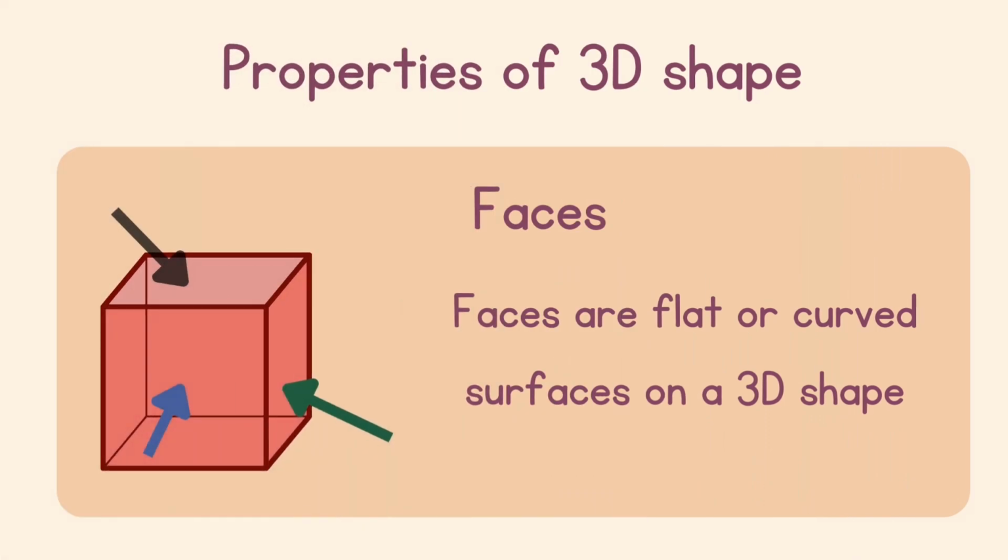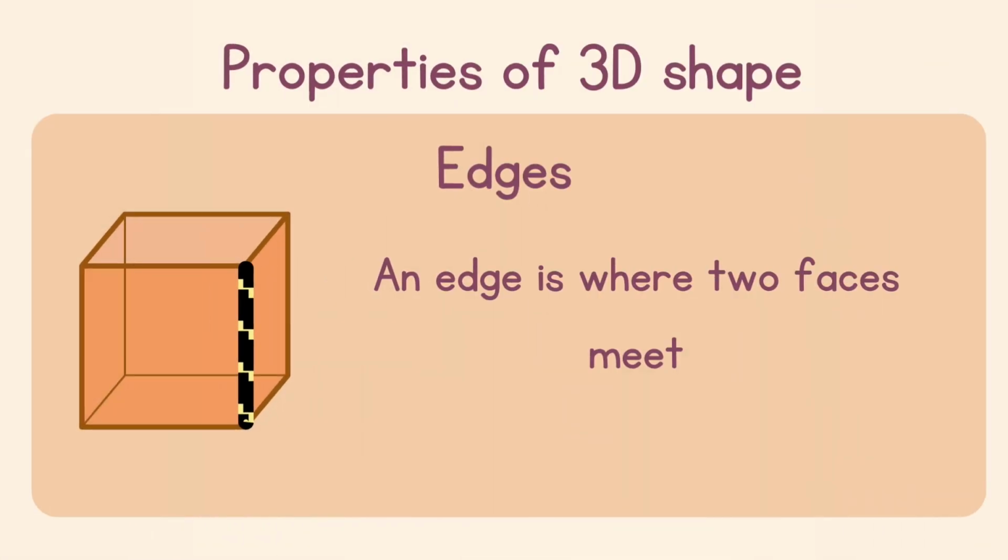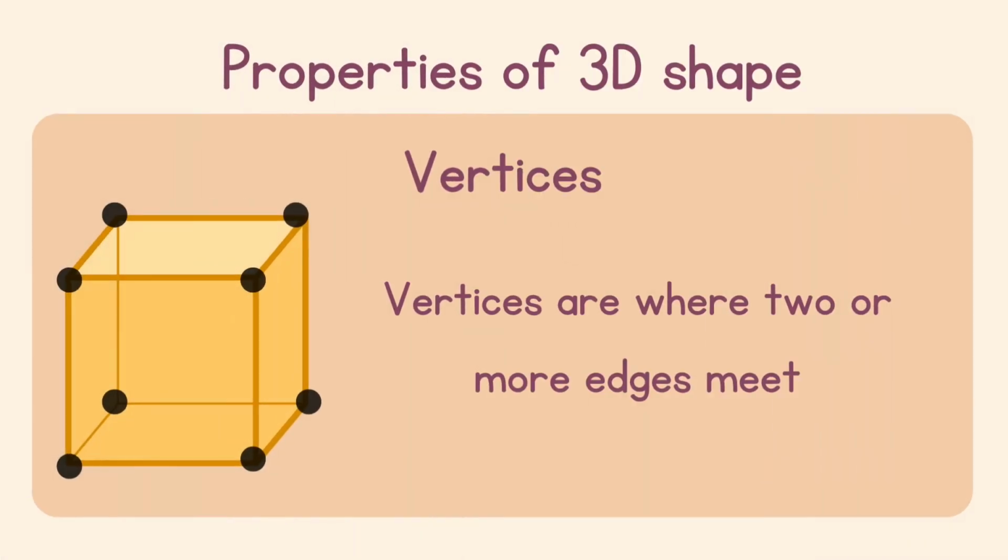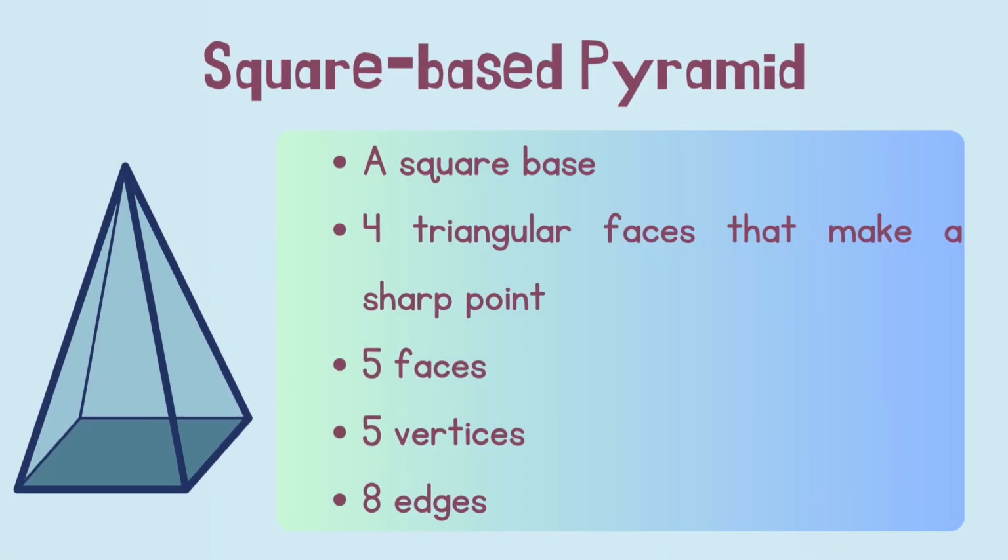Faces are the flat sides on an object. Edges are the lines where two faces meet. Vertices are the corners of a 3D object, where three or more edges meet. This is a square-based pyramid. Square-based pyramids have a square base, four triangular faces that make a sharp point, five faces, five vertices, and eight edges.